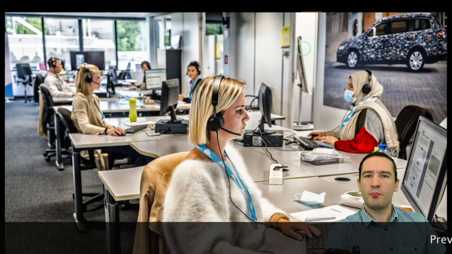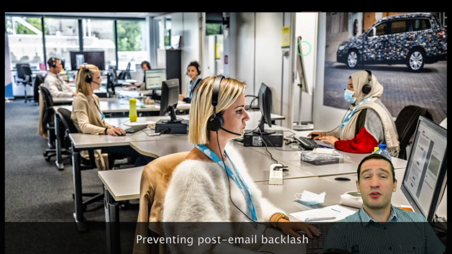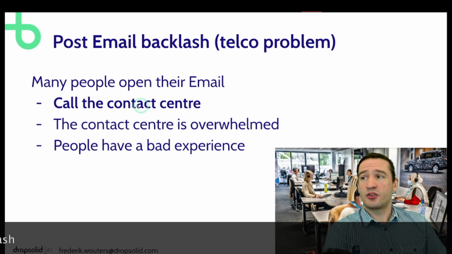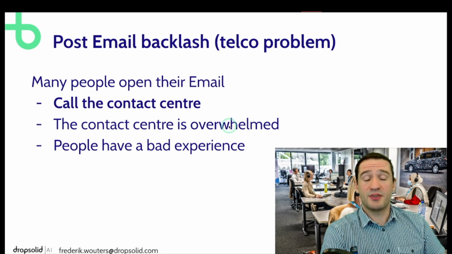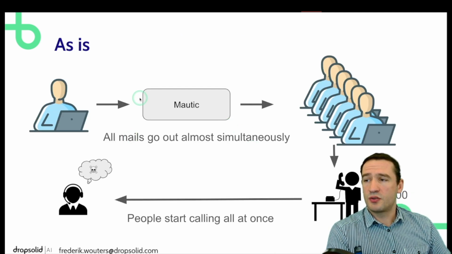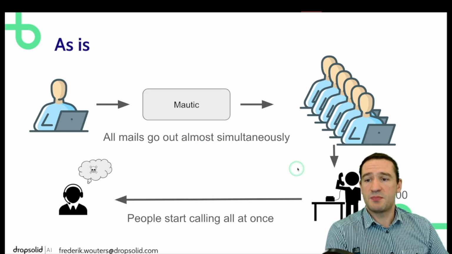Next up, post-email backlash. When, for example, telco operators send out a big chunk of emails all at once, all of these clients start calling the contact center. And then the contact center is overwhelmed and people have a bad experience. This can be prevented. In the current situation, when a campaign goes out, all emails go out almost simultaneously. This means people start calling and the contact center is overwhelmed.